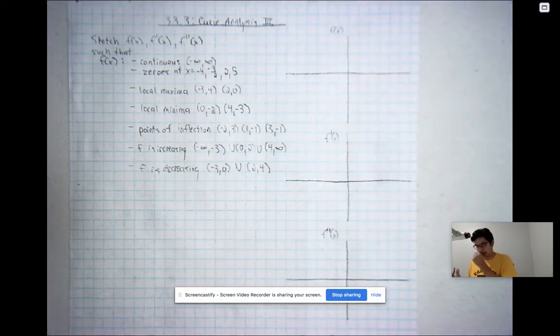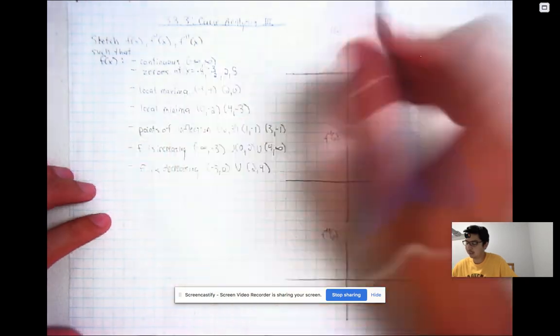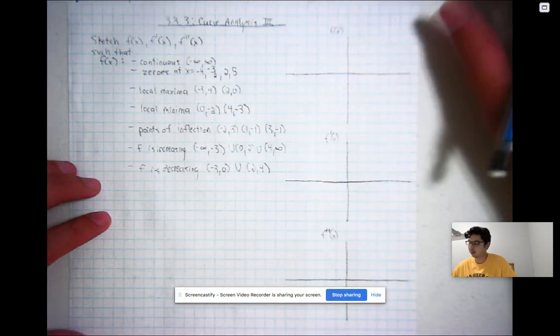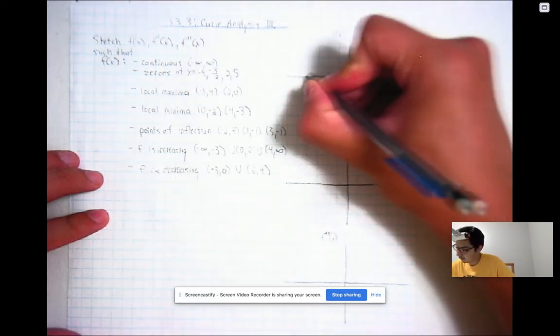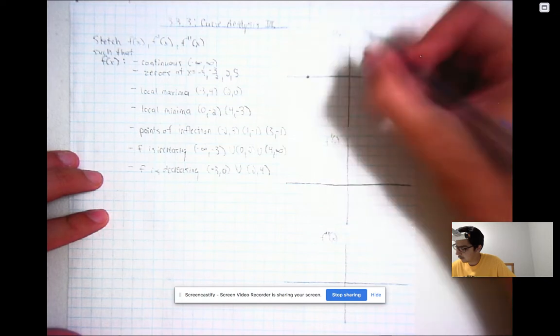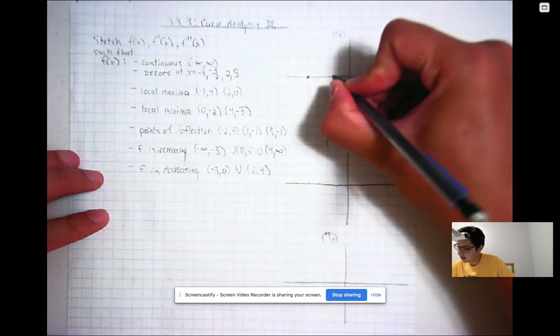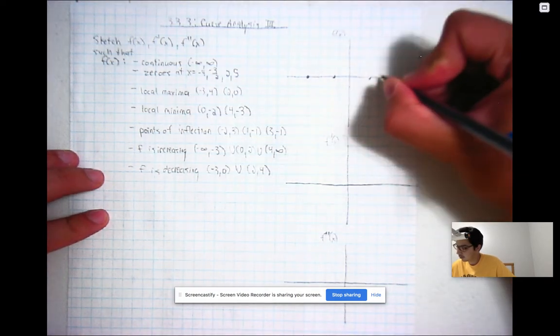Okay. So let's make sense of this together, and hopefully as I go through this, you understand this. So f is continuous on negative infinity to infinity. That means that the whole graph will be connected. There won't be any jumps or holes in it. It has zeros at -4, at -3/2, at 2, and at 5.